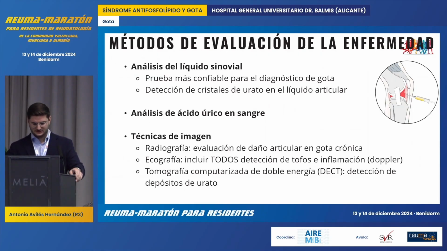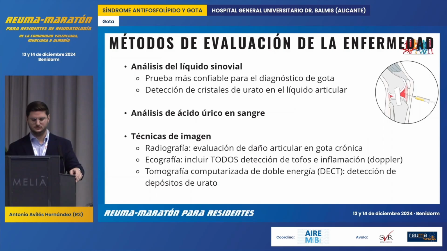To assess the disease itself, we must rely on what we can objectively measure. That would be the analysis of synovial fluid, which, as we mentioned earlier, is the most reliable test for diagnosing gout, but it also allows us to evaluate the disease and observe those uric acid crystals. There are currently studies underway investigating whether the length of those uric acid crystals observed under the microscope has any significance, and later on we'll see where that line of research is heading.